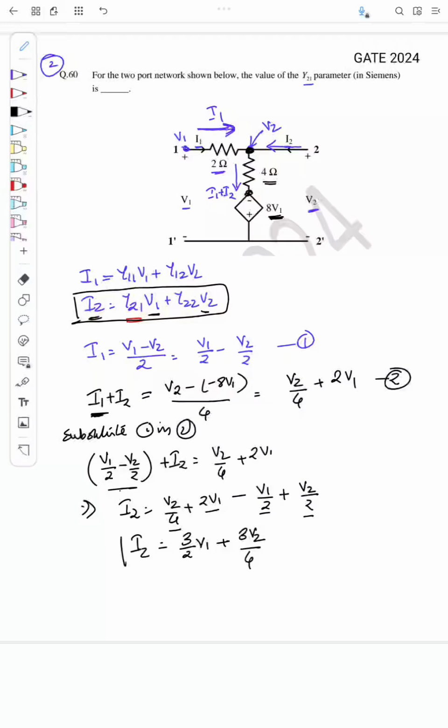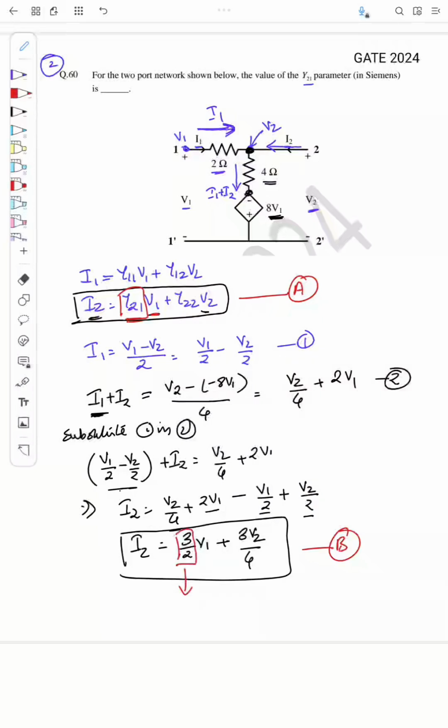So this is I2. So here if I compare this equation, so equation A and this is equation B. If I compare, Y21 is the coefficient of V1, right? So what is that? That is 3 by 2. So here this is Y21, and Y21 is equal to 3 by 2 or 1.5 Siemens. Okay, so the answer is 1.5 Siemens.